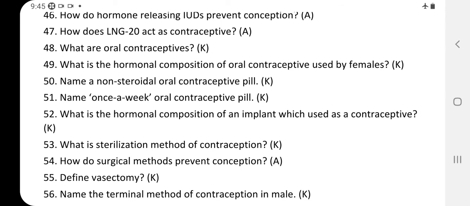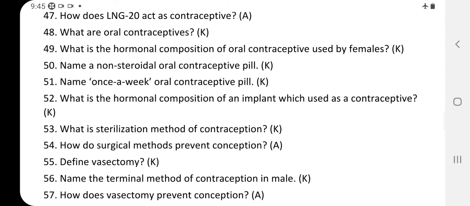52nd question. What is the hormonal composition of an implant which is used as a contraceptive? The implants contain only one hormone, that is progestogens. So progestogens are the hormonal composition of an implant which is used as a contraceptive.